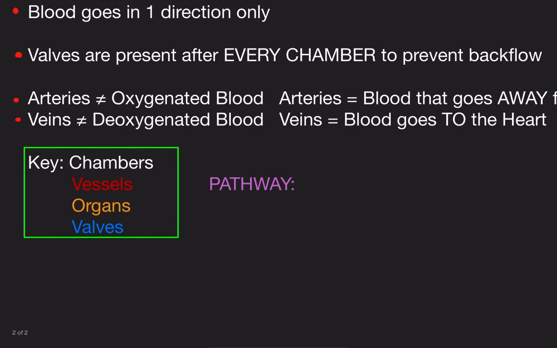And here's a little key that I'm going to use. Chambers I'm going to write in white. Vessels are going to be in red. Important organs are going to be in orange. And valves are going to be in blue. Okay, so let's start the pathway.